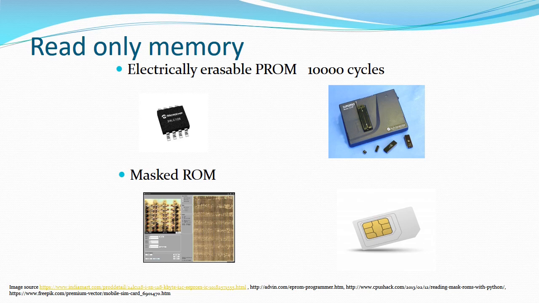The next type of memory is called mask ROM, and these are special kinds of memories which are manufactured at foundry level. Foundry means where the ICs are made. The program or the data is sent to the foundry, that is to the factory, and the memories are programmed during the manufacturing process itself. The simplest example of these kinds of memories is a SIM card or a smart credit card. This slide shows the internal structure of the mask ROM.